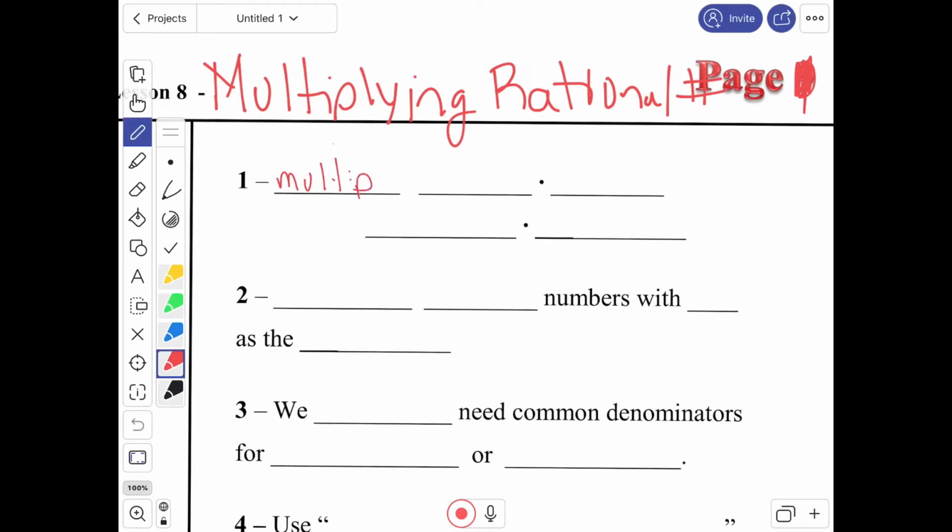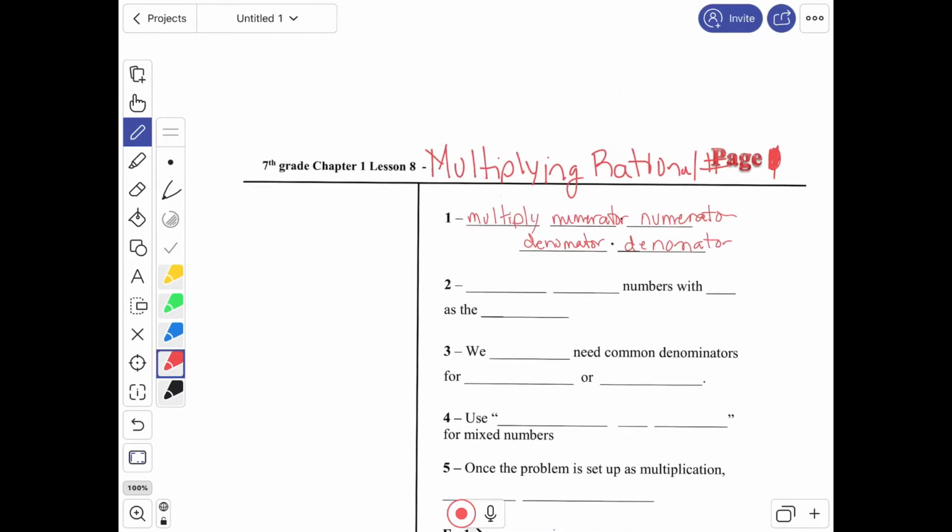So the steps, or the rules, for this are: multiply the numerator times the numerator, and then the denominators times the denominator. Numerator times numerator, denominator times denominator.